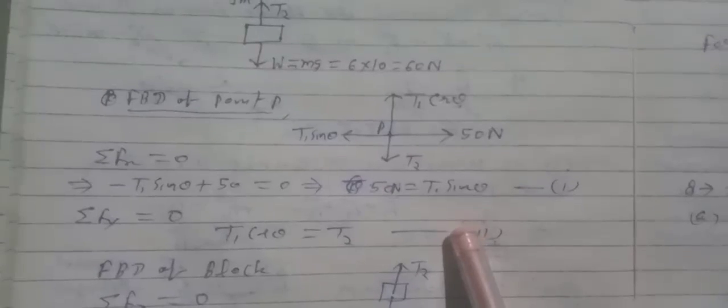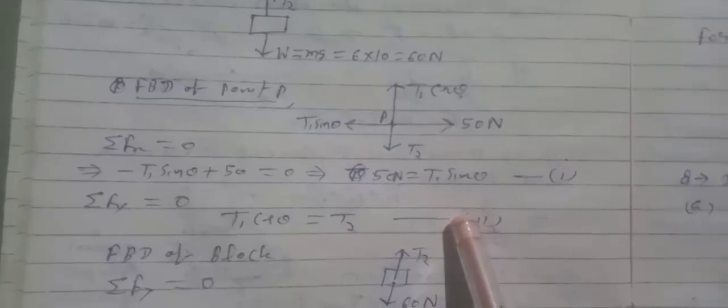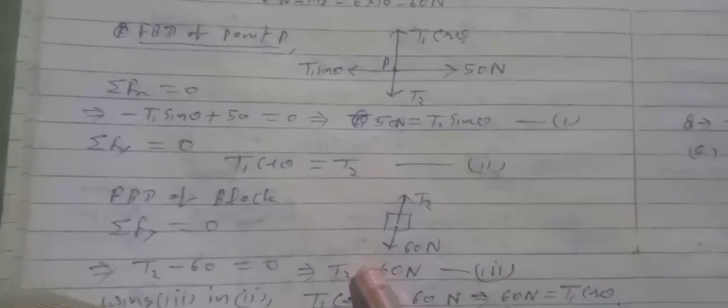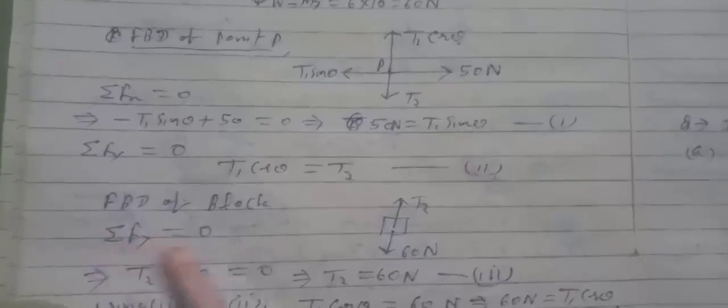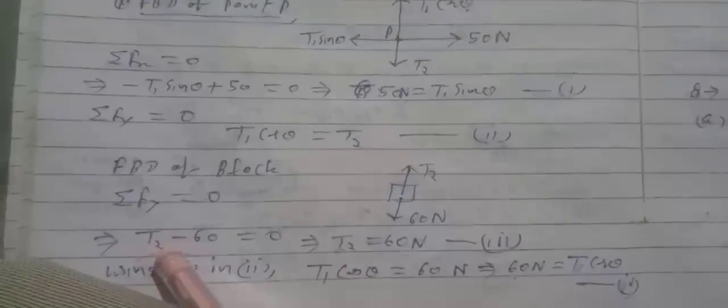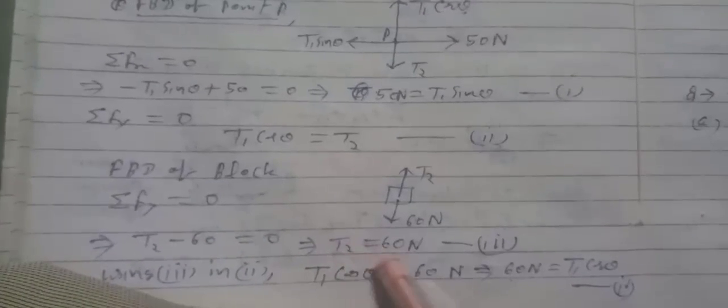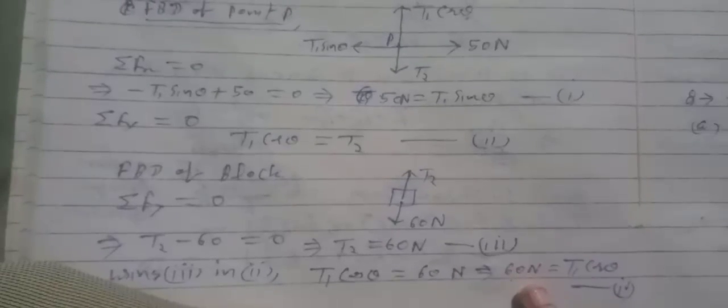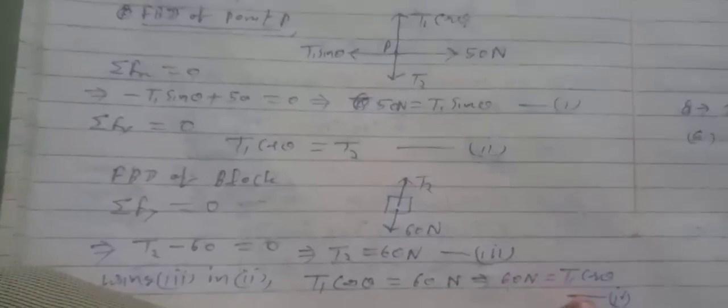Now again draw the FBD of the block, that is, the mass 6 kg. For this body, we have shown T2 acting in the upward direction and weight acting in the downward direction. So for this body we can write sigma Fy equals 0. From this we get T2 minus 60 equals 0. This implies T2 equals 60 Newton, equation 3. Using 3 in 2, we get T1 cos theta equals 60 Newton, equation 4.